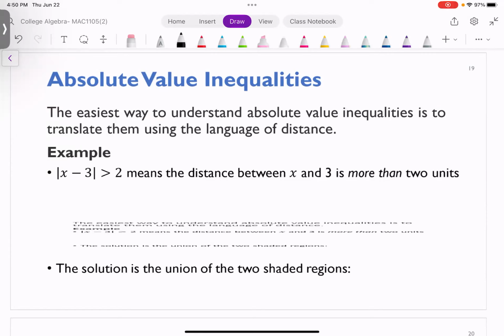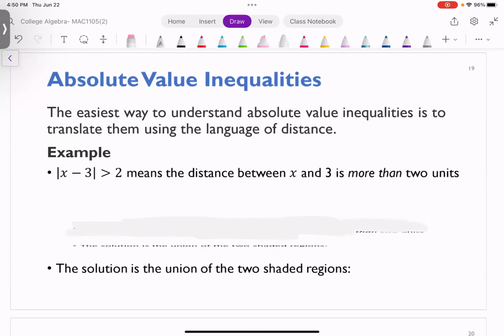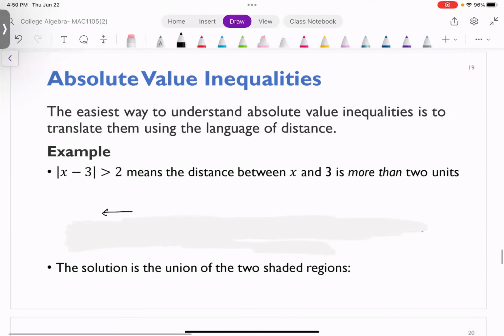We solve absolute value inequalities in a very similar way to the way we solve absolute value equations. First of all, I don't know how this happened, but I'm just going to white out this weird Star Wars looking lettering and give myself some room to work. So if I say that the absolute value of x minus 3 is more than 2, think of this on a number line. The distance between the number 3 and x is more than 2 units away. Exactly 2 units away takes us to 5 and 1.